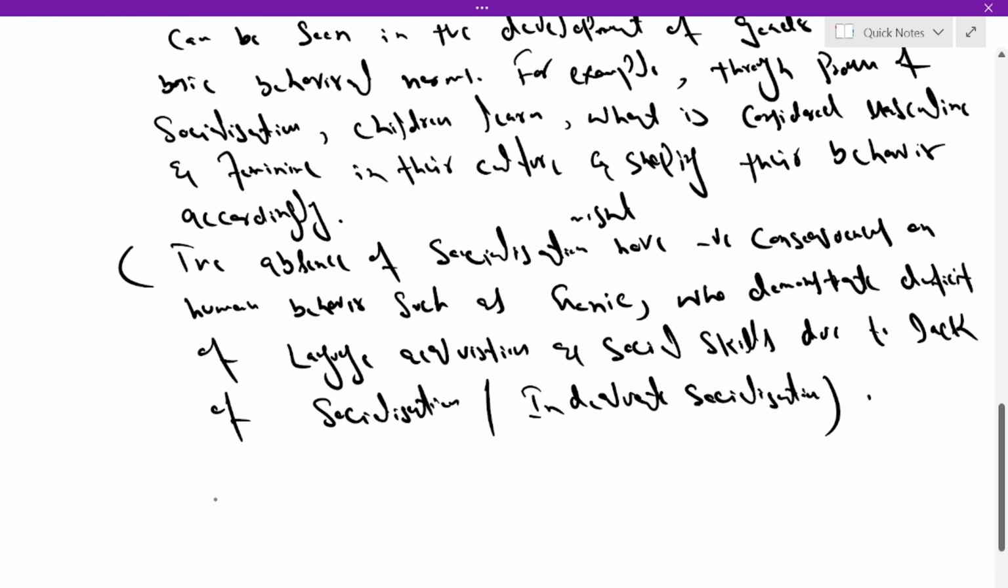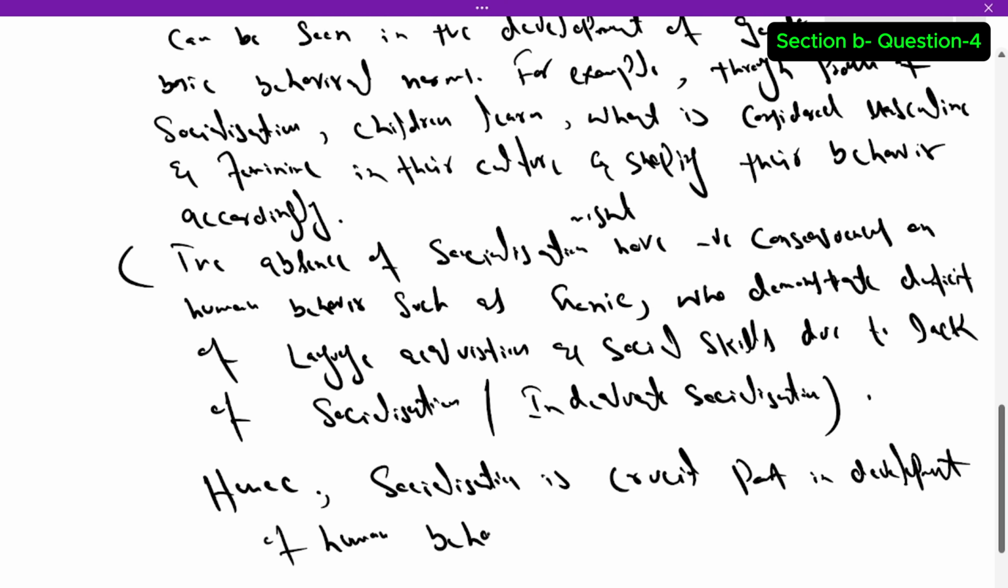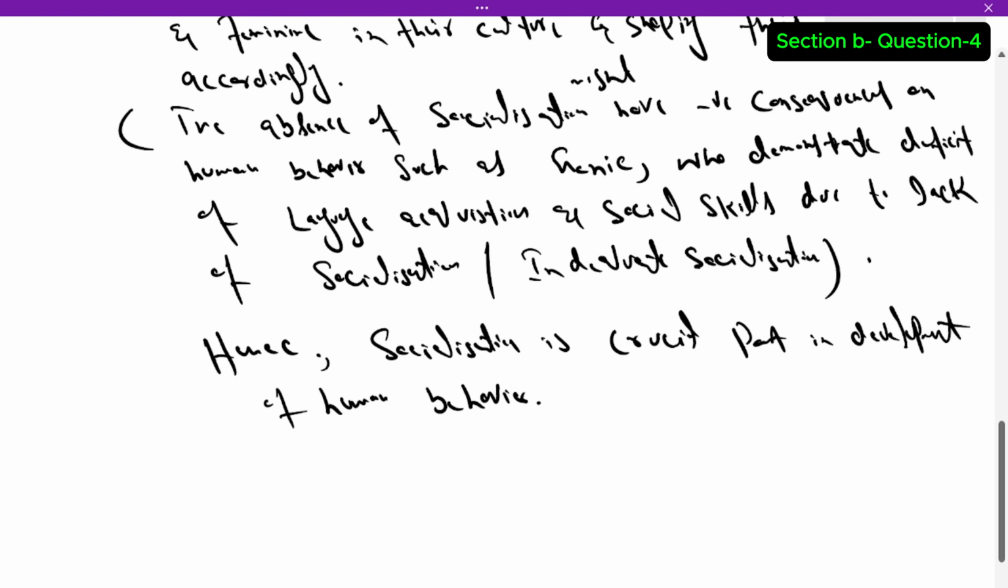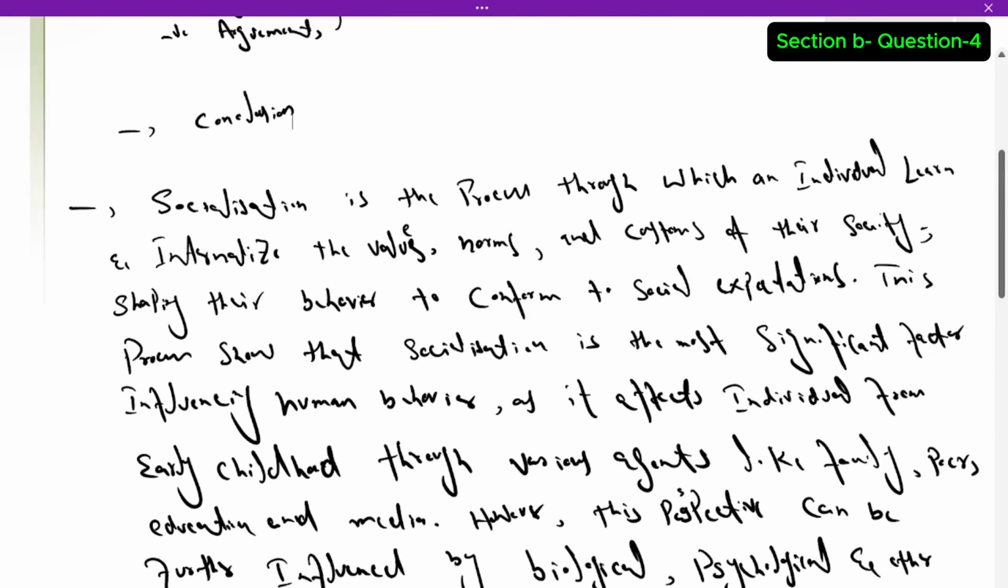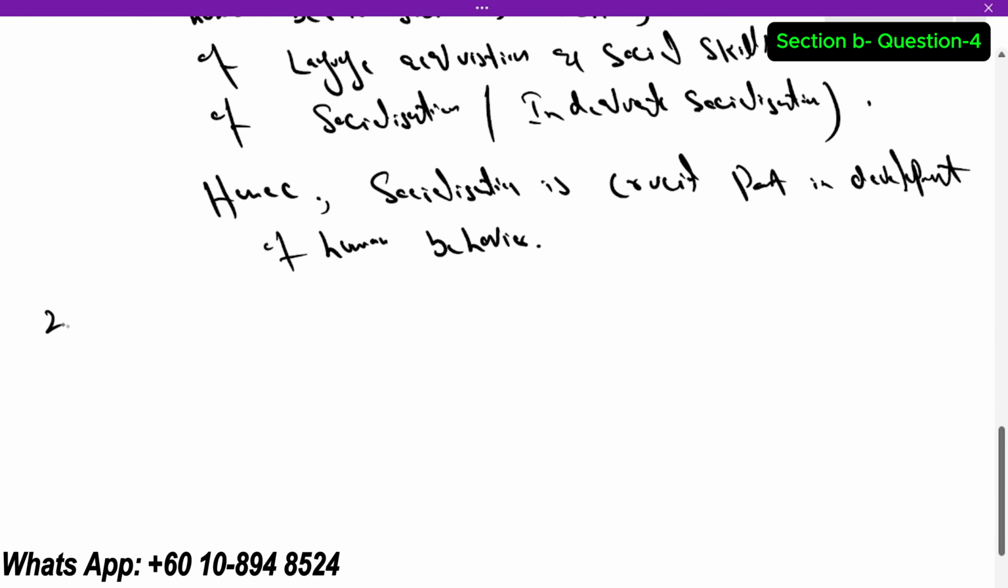You just have to conclude. So you would say, hence socialization is a crucial part in the development of human behavior. Now we have added two paragraphs right now. Now move on to the second argument. The second argument that we can write is secondary socialization.